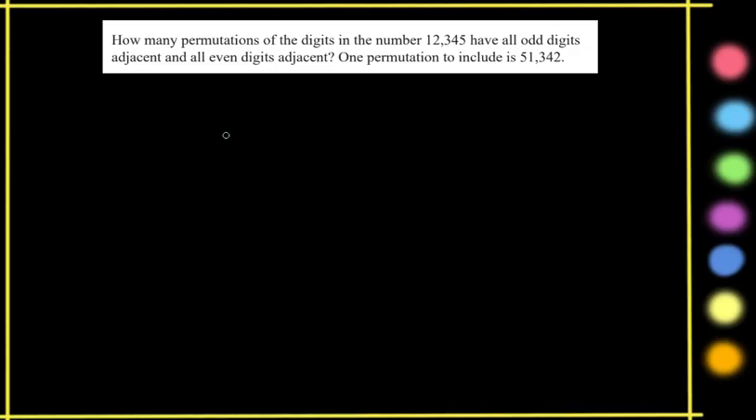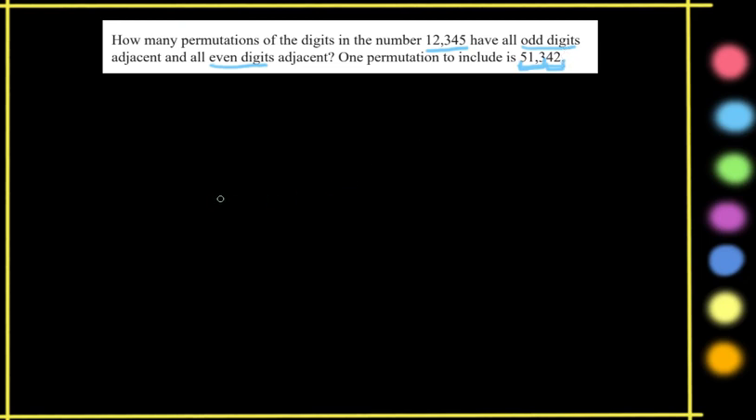It says, how many permutations of the digits in the number 1, 2, 3, 4, 5 have all odd digits adjacent and all even digits adjacent? And then they give you one example. One permutation to include is 5, 1, 3, 4, 2. You can see that the first 3 are all odd, and then the last 2 are all even.